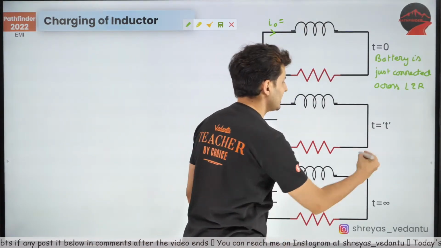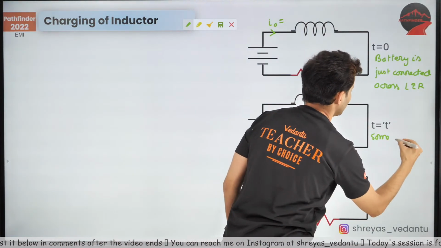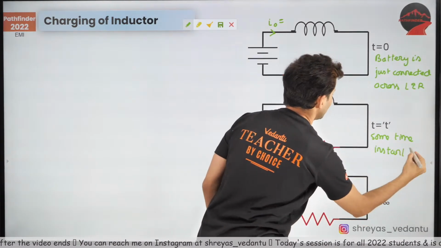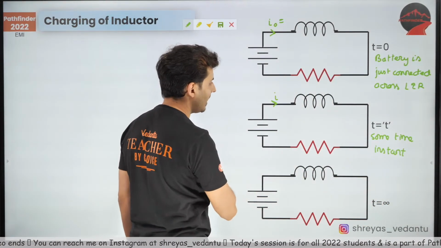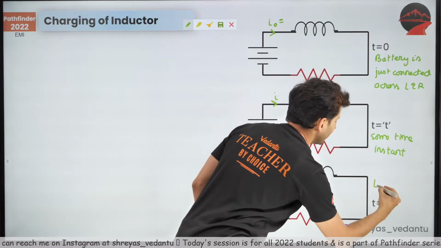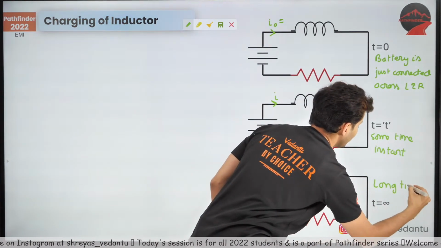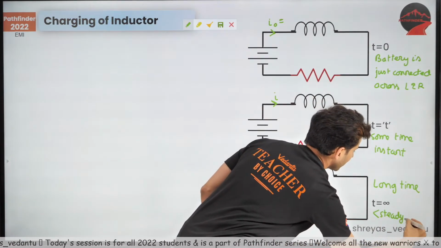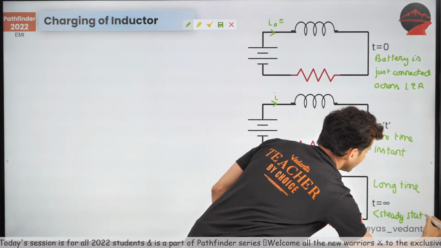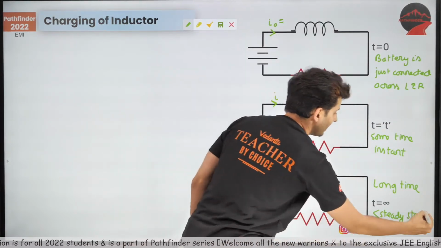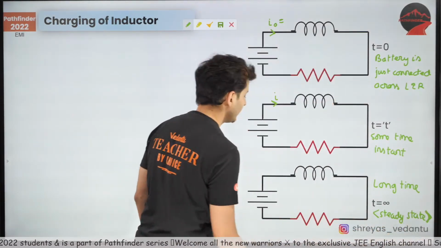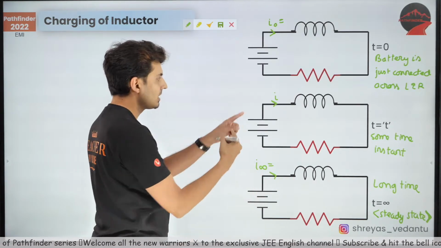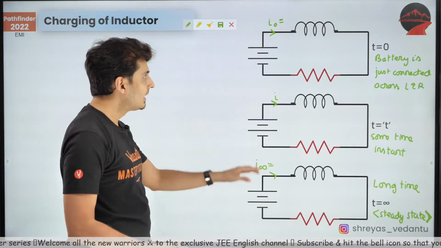After some time, at some time instant, the current in the circuit will be just I, and this will be after a long time. Sometimes it is also called the steady state, just like you had in capacitors. So I will call it as I infinity. I'm just trying to figure out what these values will be.